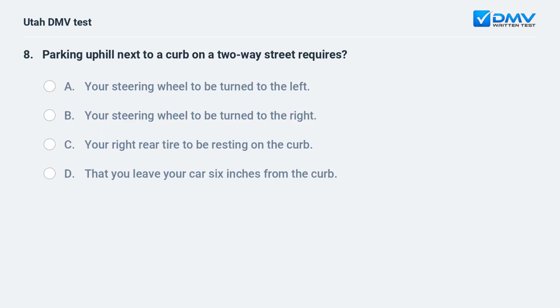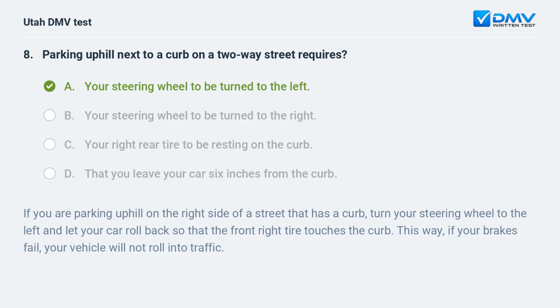Parking uphill next to a curb on a two-way street requires A. Your steering wheel to be turned to the left. B. Your steering wheel to be turned to the right. C. Your right rear tire to be resting on the curb. D. That you leave your car 6 inches from the curb.